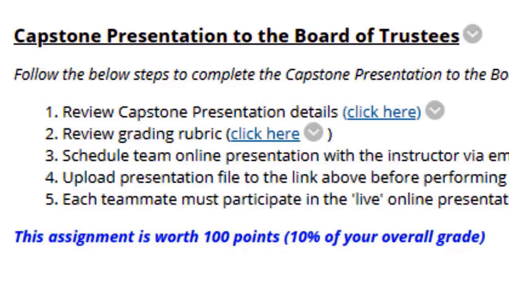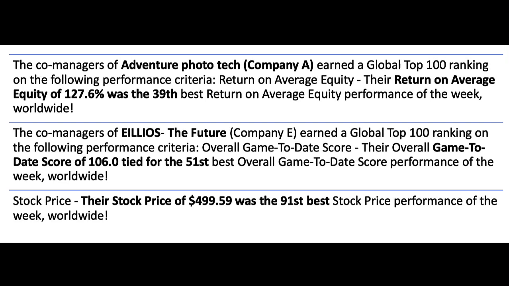Now let's go ahead and look at the results of Year 14 within Globus. Before I get to the standings, we have to go over some rankings for the top 100 overall, which means this is against thousands of teams, all different colleges. Team A, their return on average equity was 127.6%, was 39th best. Team E, their overall game-to-date score was 106, tied for 51st. And also Team E, your stock price of $499.59 was 91st best stock price performance of the week.